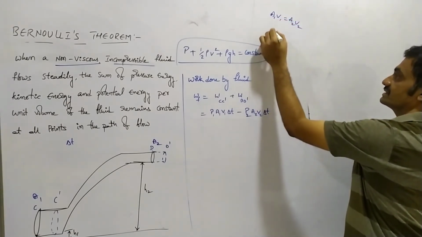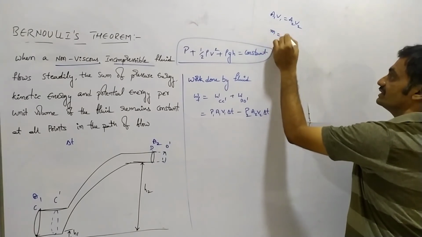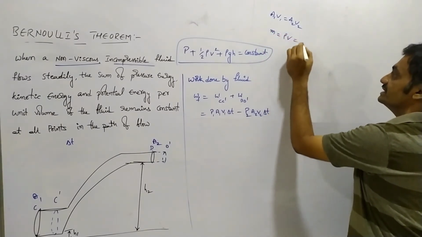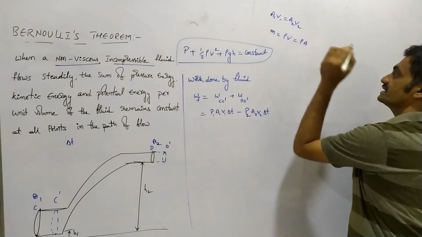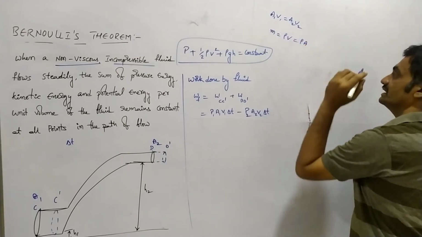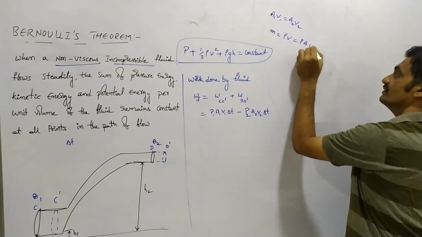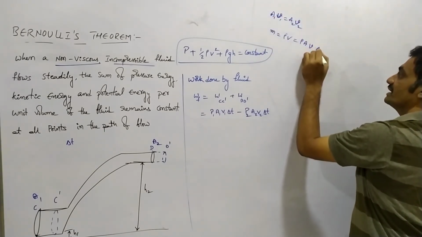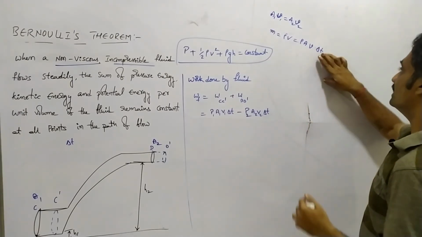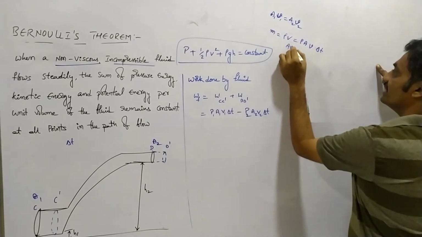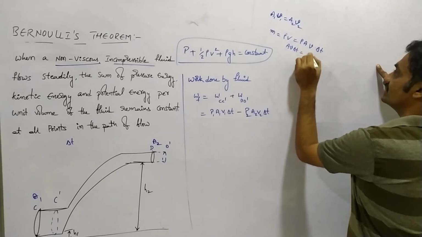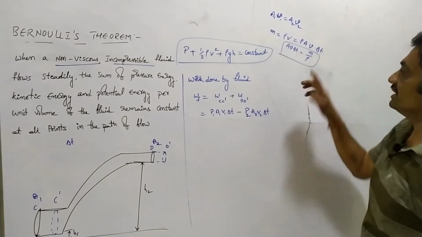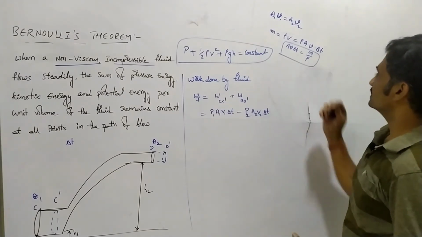Based on that, we consider mass. M is equal to density into volume. Observe that volume can be represented as area into length. Length can be represented in terms of velocity into time. So in the place of A, V, delta T, we can substitute M by rho. So I am going to substitute these values.